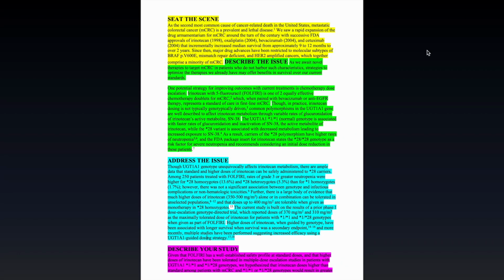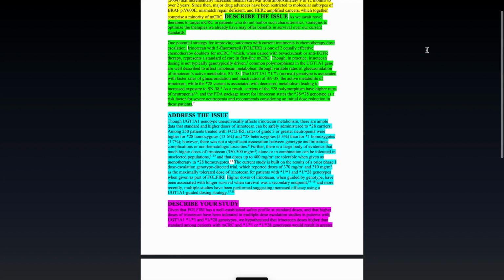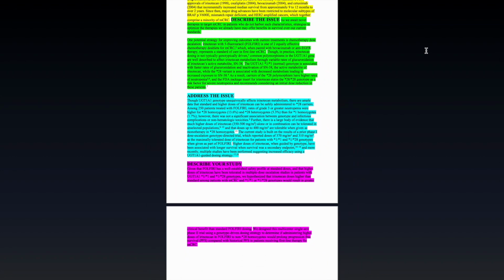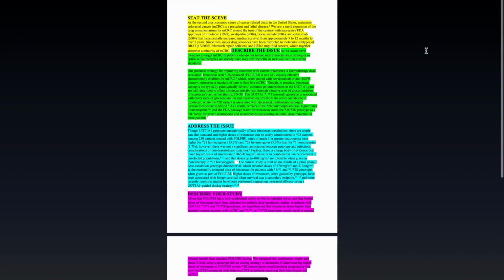So we've gone through the 4 elements required for telling the story behind your clinical trial or analysis. Number 1, we set the scene. 2, we describe the issue that needs to be addressed. 3, justify how your study can address the issue. And finally, briefly, number 4, describe your study hypothesis and our study design.